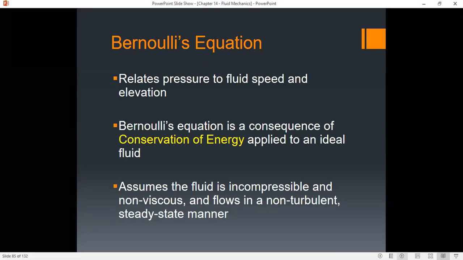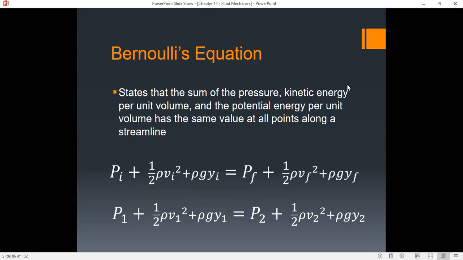One of the biggest discoveries that he made was Bernoulli's equation, which related pressure to fluid speed and elevation. Basically, what Bernoulli did was apply the conservation of energy law to an ideal fluid, and he came up with a very surprising result. And that's known as Bernoulli's effect. It basically says that as the speed of a fluid increases, the pressure it exerts decreases. So this is not so intuitive, but it is the basis for things like lift.